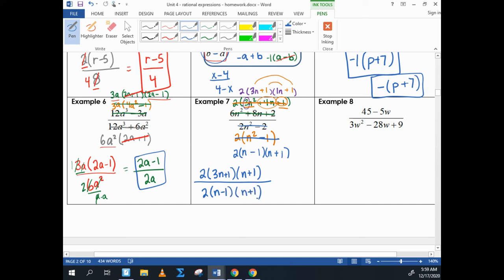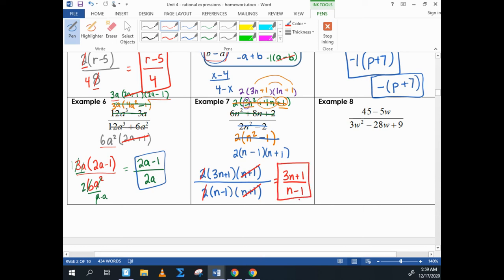All right, when we go to simplify, again, I always do my binomials first. I see an n plus 1 in the top and the bottom. Those will divide off to 1. Look at your monomials. They're also the same. 2 divided by 2 is also 1. So those can just divide off. And I'm left with the 3n plus 1 as the only thing on the top, over n minus 1 in the denominator.